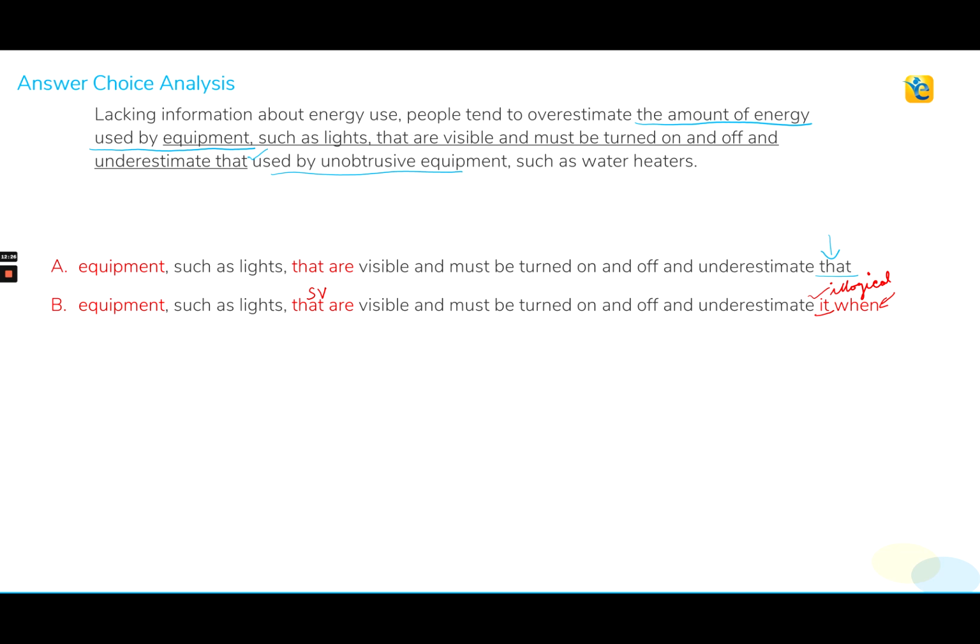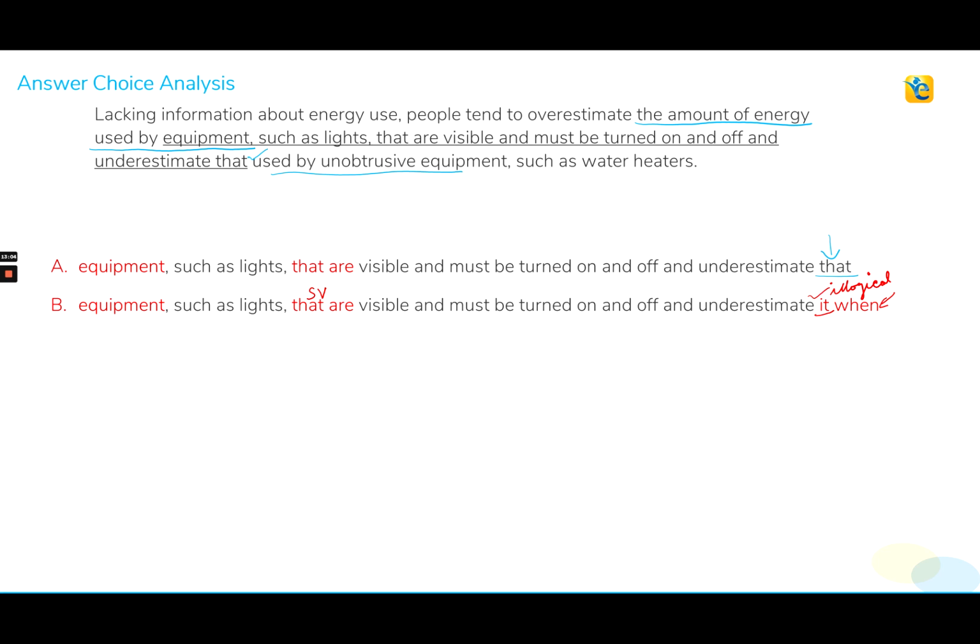When we use "when" in any sentence, especially in this sentence, what are we saying by using it here? We are saying that people underestimate the amount of energy used when they are used by unobtrusive equipment. So that means people only underestimate the amount of energy when it is used by unobtrusive equipment. If the unobtrusive equipment is not using that energy, then people don't underestimate the amount of energy that they use.